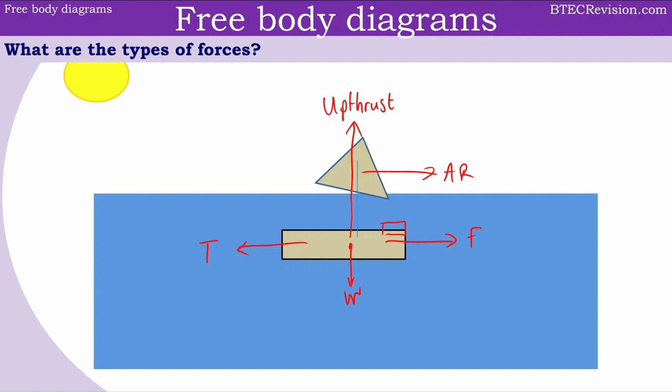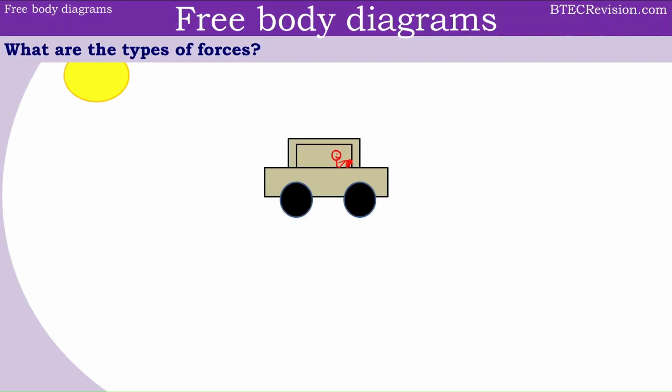Upthrust is only there when you have an object in a fluid, such as water or air. A fluid is a liquid or a gas. In this case, we have a car and it's on a road. So let's say the car is going forward. In this case, that's towards the right.